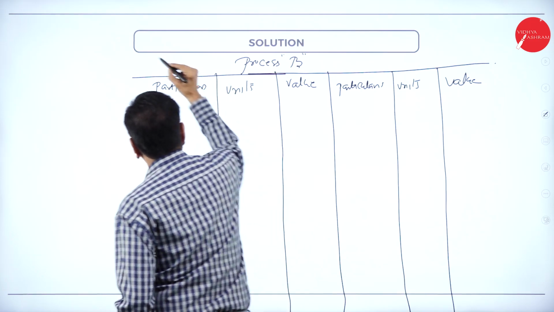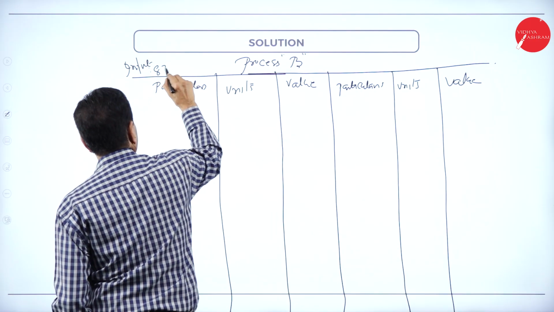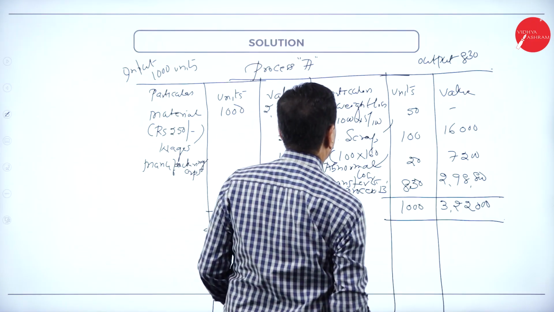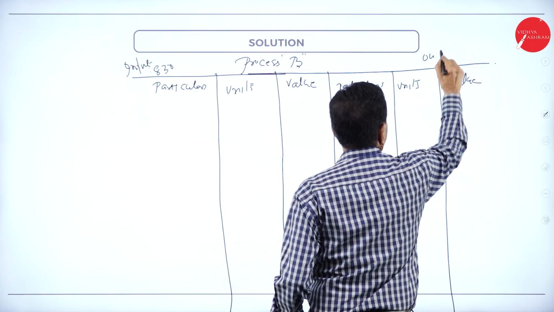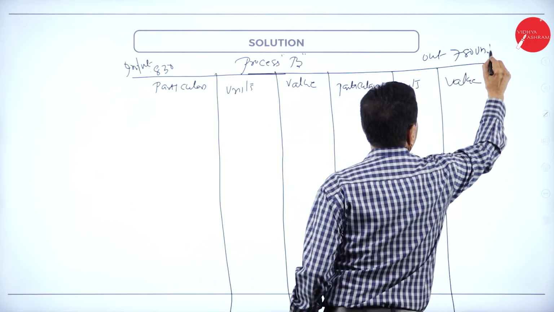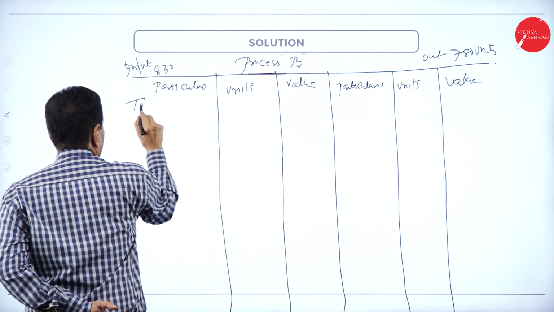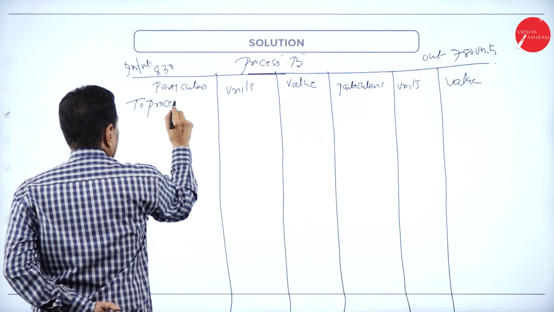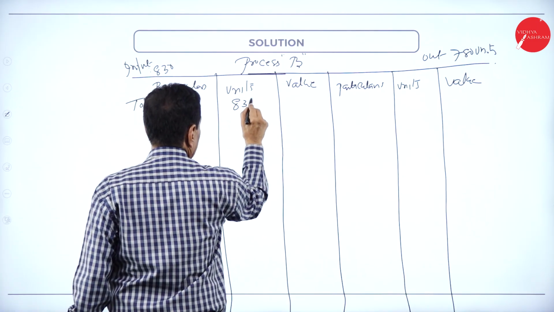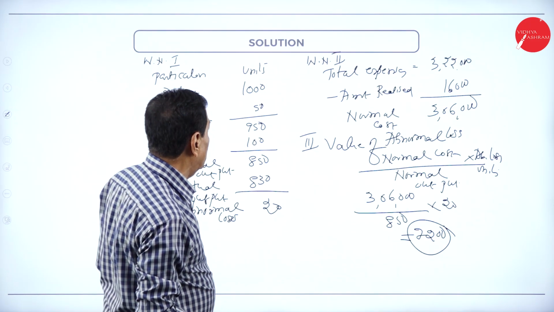Now input, your output is input now 830. What's your output? 780 units. Transfer entry to process A. Transfer entry. How many units? 830 units. What's the value transfer? 2,98,800.